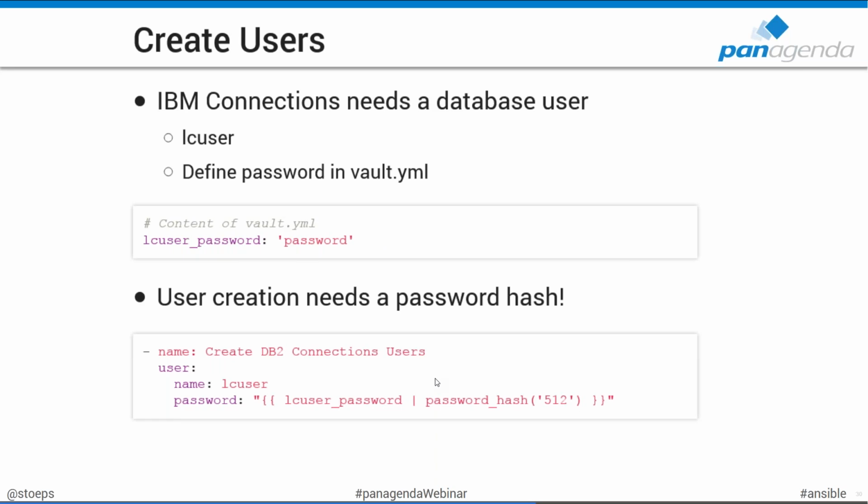So we have an encrypted vault, so we can just define a user password. For connections, we create a database user, the LC user for DB2, and in that case, I put the LC user password, a very complicated one, into my vault YAML file. And in my DB2 role, I just use the user module, name LC user, and the password is not just the LC user password variable. We need to hash it, so that it is hashed within the etc shadow file on your Linux server. So Ansible does not hash it. You have to put in here a hashed password. But you can use the password hash algorithm here, and everything is fine.